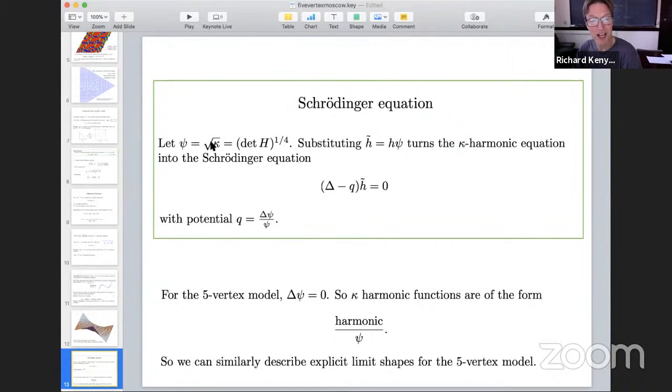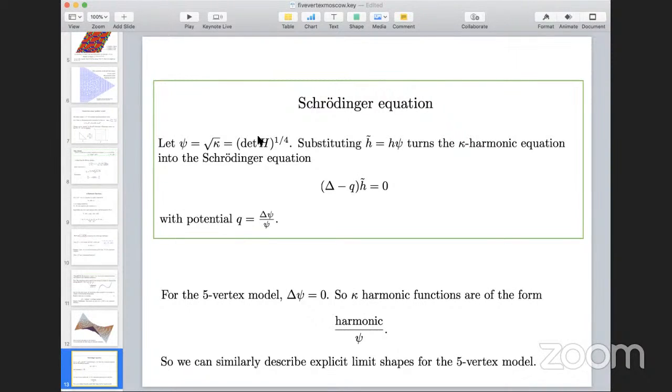It's the square root of kappa is harmonic. For the five vertex model, psi is a harmonic function. Therefore, kappa harmonic functions are very simple. They are the ratio of a harmonic function divided by psi, where psi is this fourth root of the Hessian. Therefore, we can solve very easily the kappa harmonic.